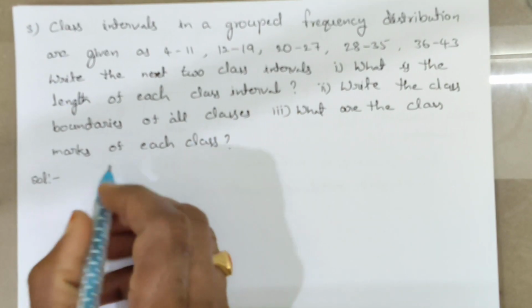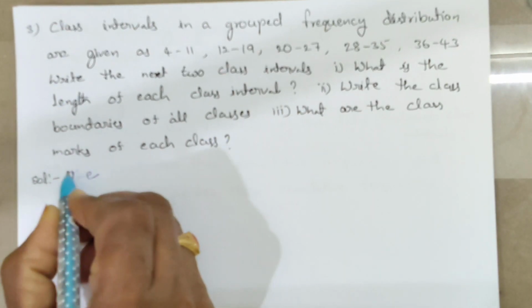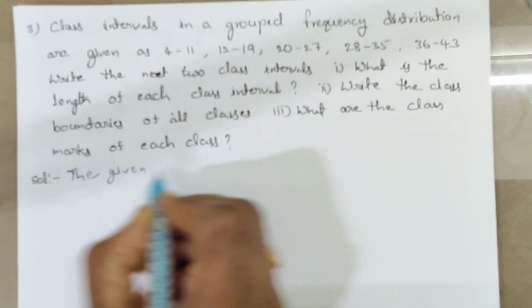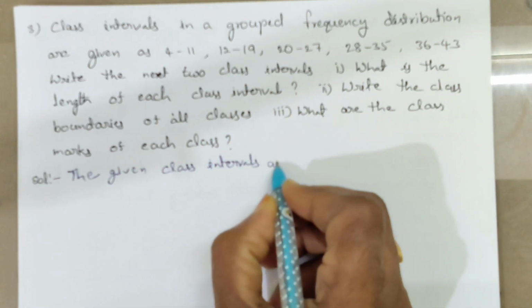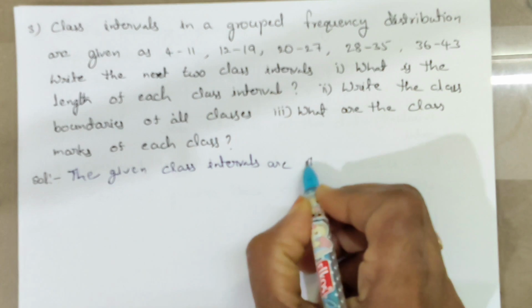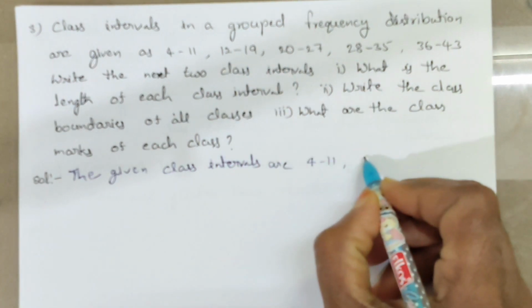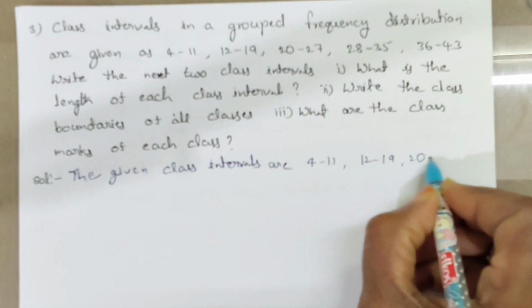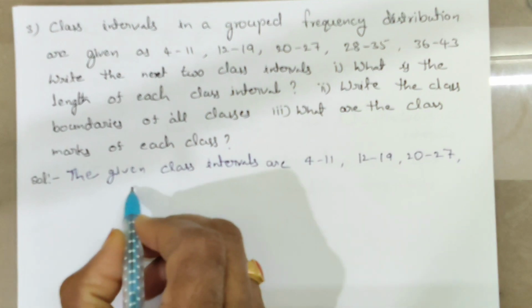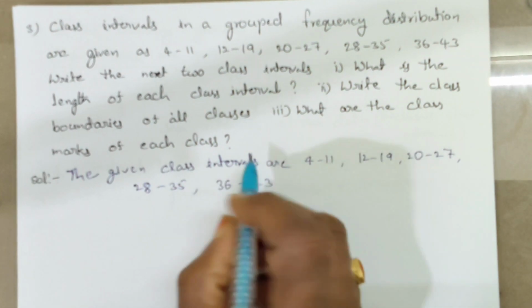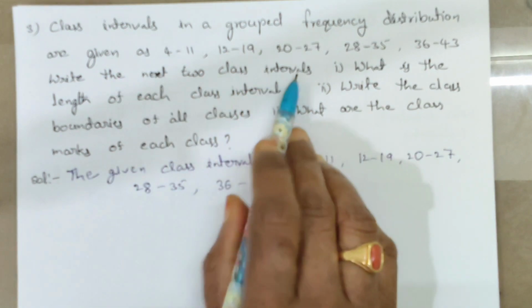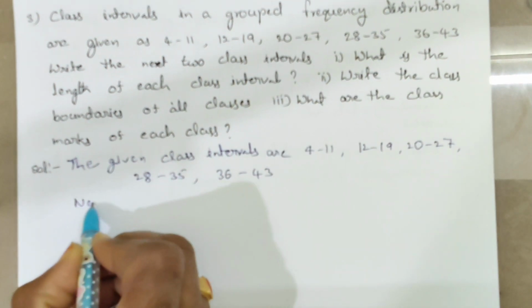First, we write the given class intervals. The given class intervals are 4 to 11, 12 to 19, 20 to 27, 28 to 35, 36 to 43. Next, we write the next two class intervals.